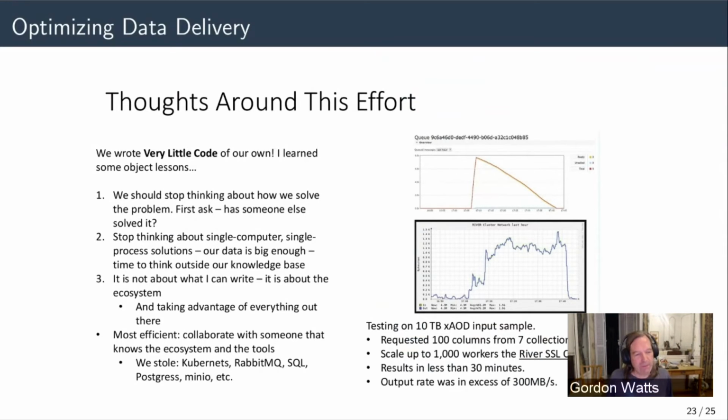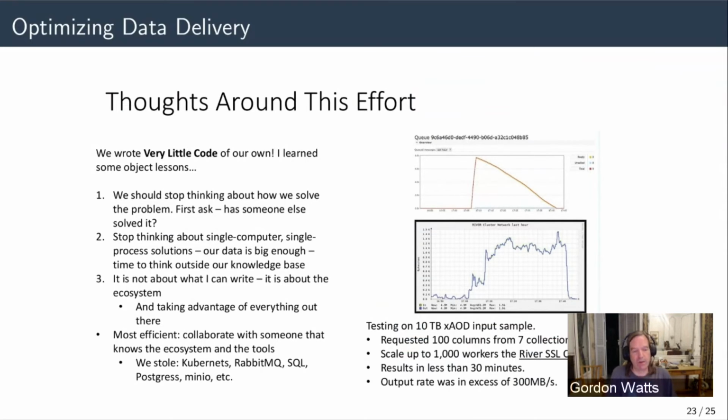This, in the end, becomes not about the code that I can write as a physicist or a software engineer. It's about the ecosystem that I live in, because I can take advantage of and steal everything from this ecosystem, and thus make much more progress and concentrate my time on things that are important for my specific domain, like particle physics. By far the most efficient way we made progress here was by collaborating with somebody who knew the ecosystem and the tools.